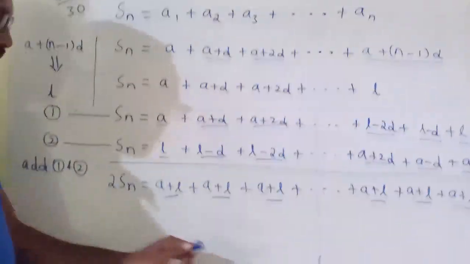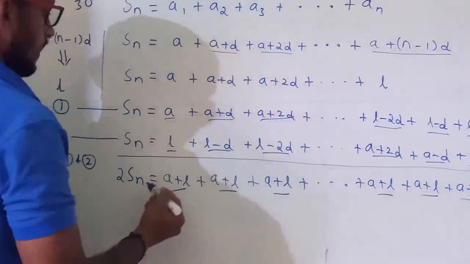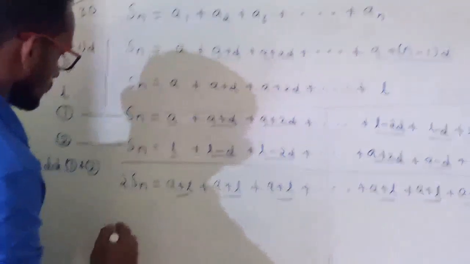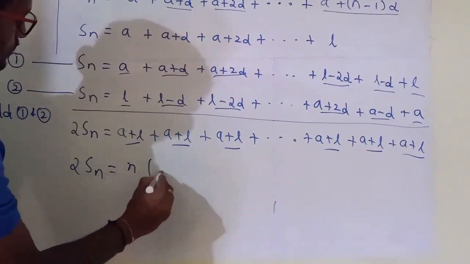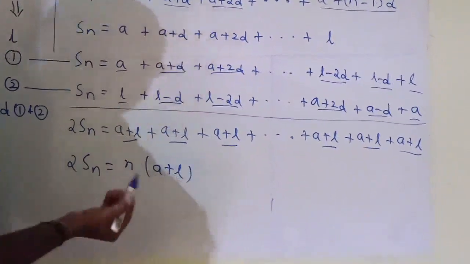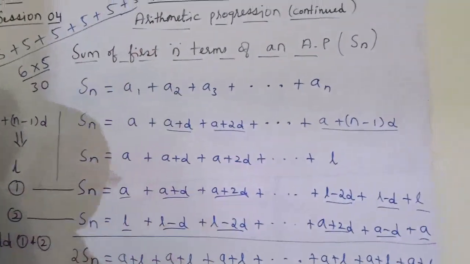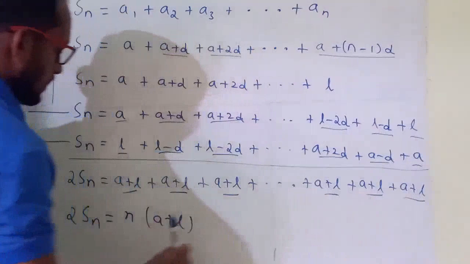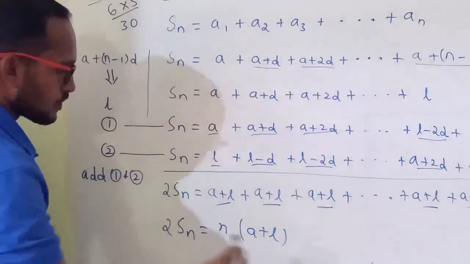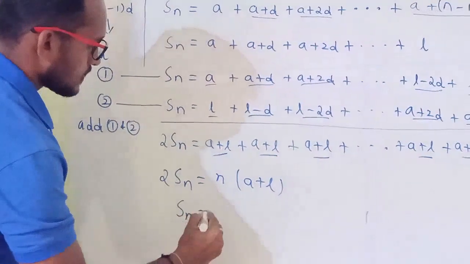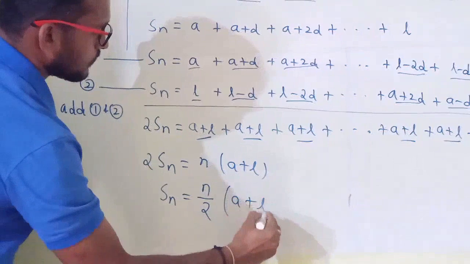I'll use the same trick for this one. Here, I don't know how many terms there are, since there is etc. I'll assume there are n terms. So I can write 2Sn is equal to n times (a plus l). It's a very simple trick. Since there are n terms, I am writing n times (a plus l). Now transpose 2 to this side, I cross multiply. Therefore, Sn is equal to n by 2 times (a plus l).